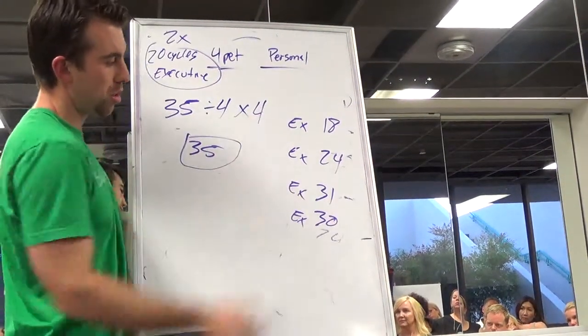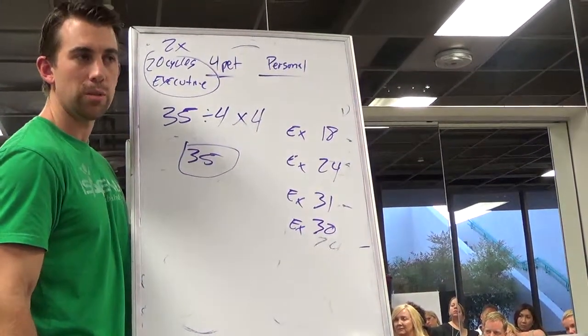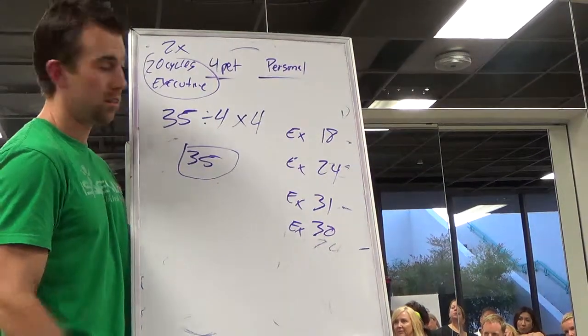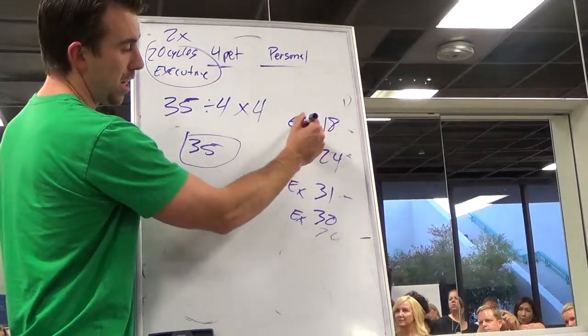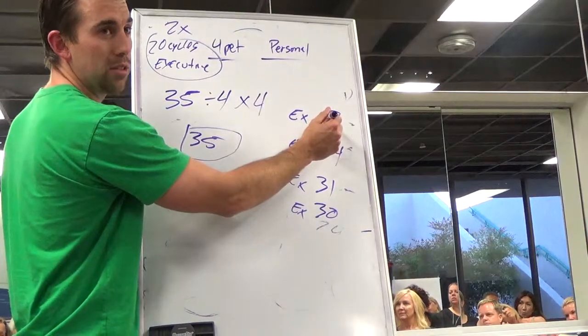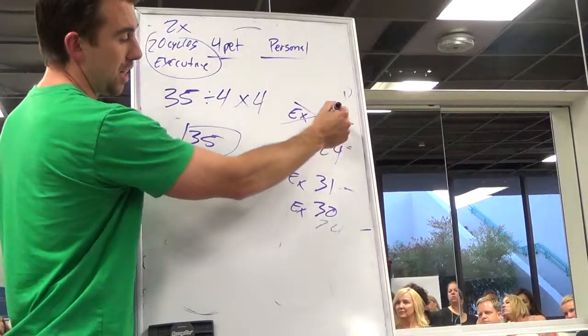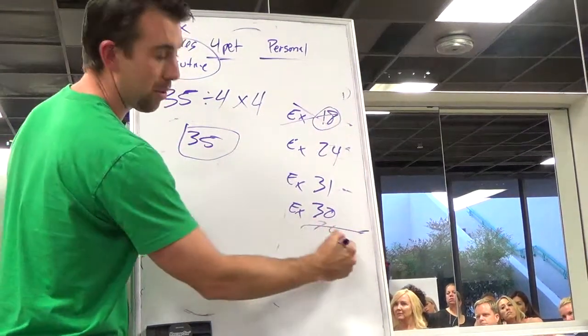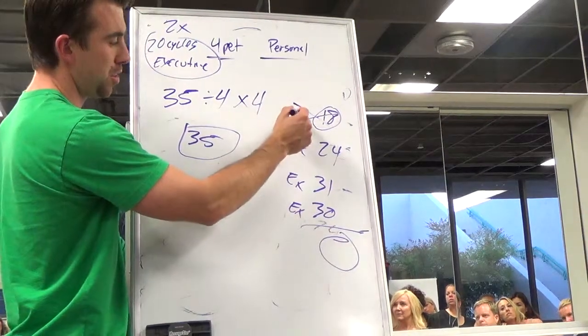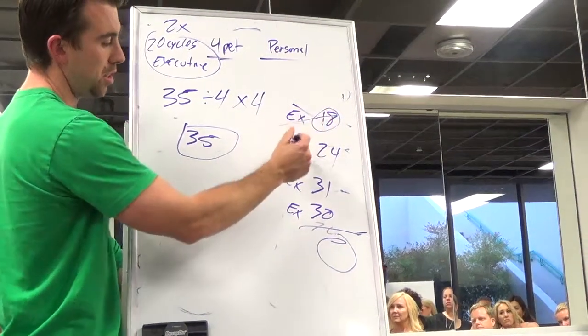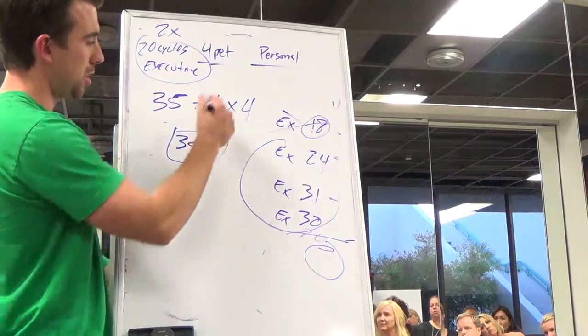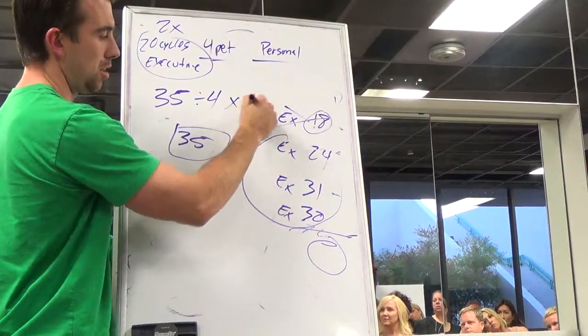How many weeks did we qualify for the 2-star pool? 3. Because this week, you were paid as executive, but you didn't hit 20 cycles. So this one, you're not qualified. This number will still count for this bottom line number. But because you didn't hit 20 cycles, you're only qualified 3 weeks out of the month.